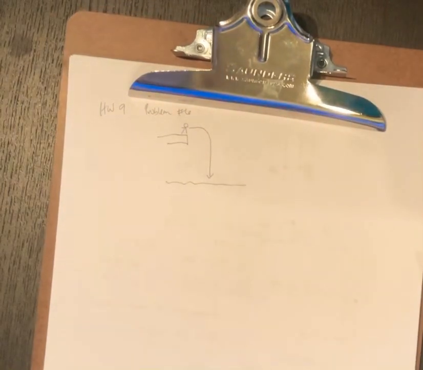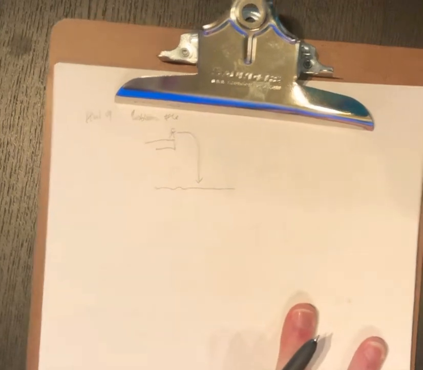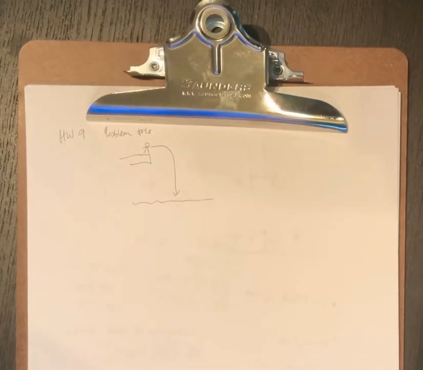All right, so this is homework 9, problem 6. The question states a 66 kilogram diver is 4.1 meters above the water, falling at a speed of 4.9 meters per second. Calculate the kinetic energy as they hit the water.